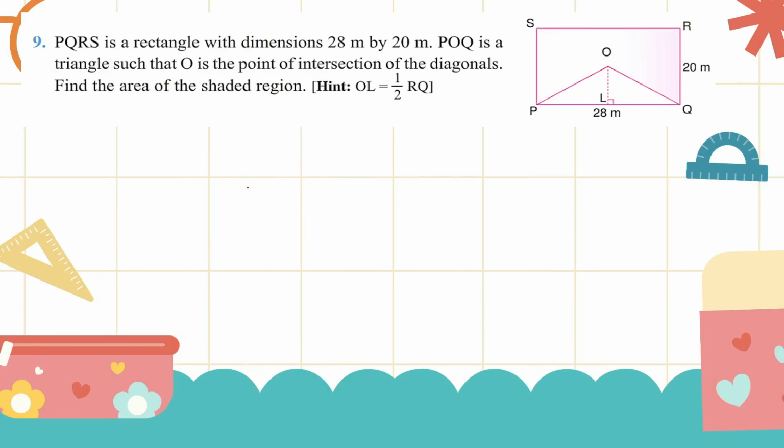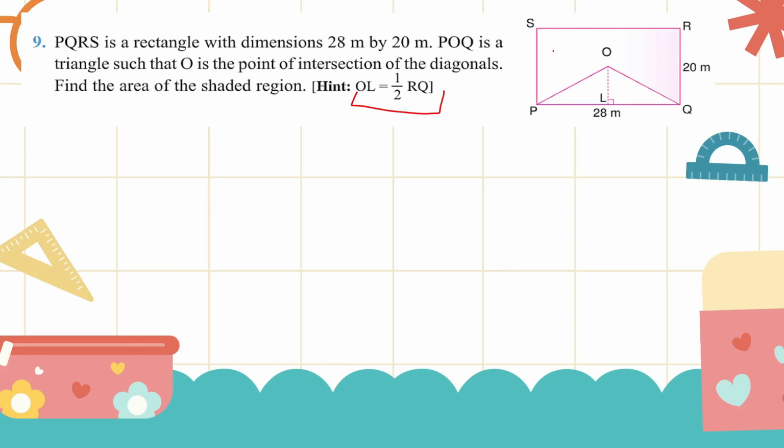So our ninth sum. In this, what is given: PQRS is a rectangle with dimensions, meaning length and breadth, 28 meter by 20. PQO is a triangle such that O is the point of intersection of the diagonals. Point of intersection of diagonals means this OL, which is given in the hint also. OL is half of RQ, meaning it is at the middle.